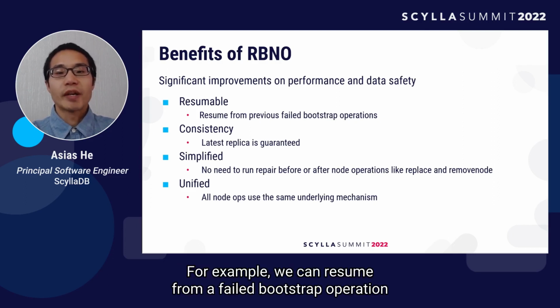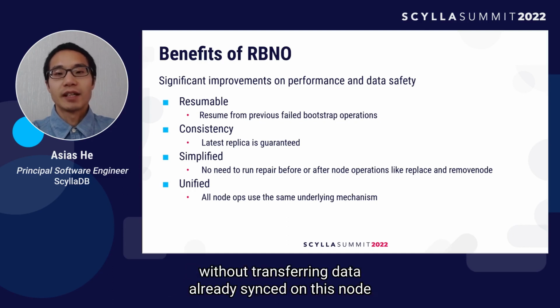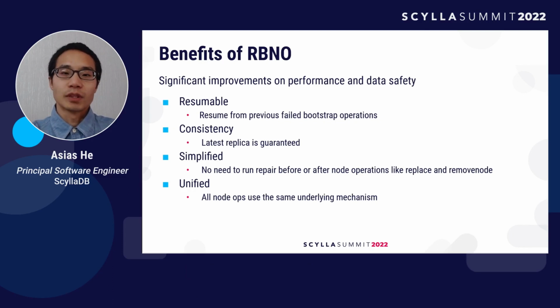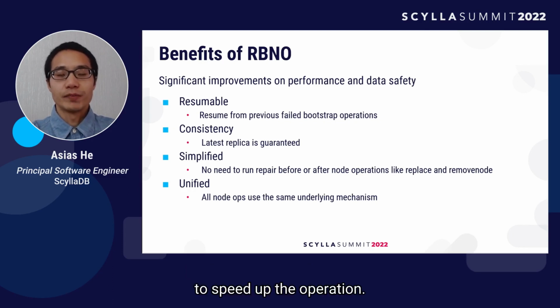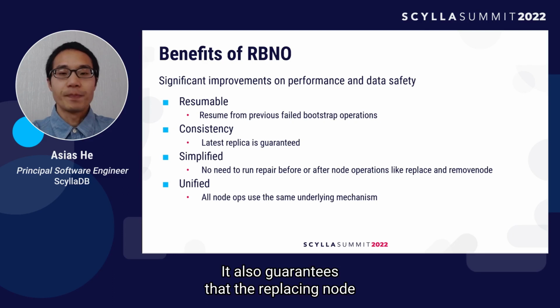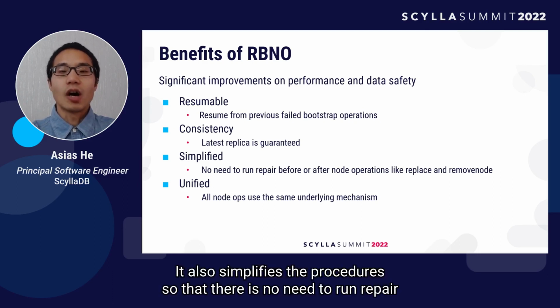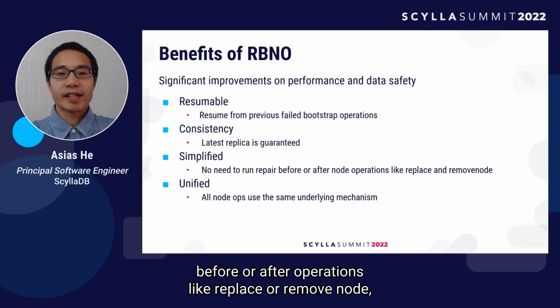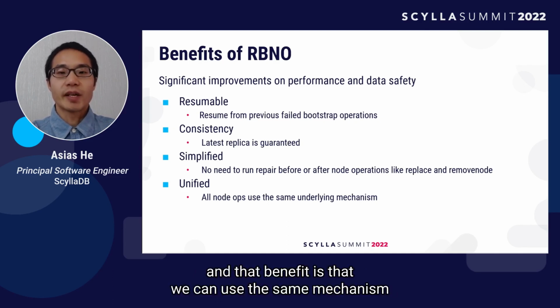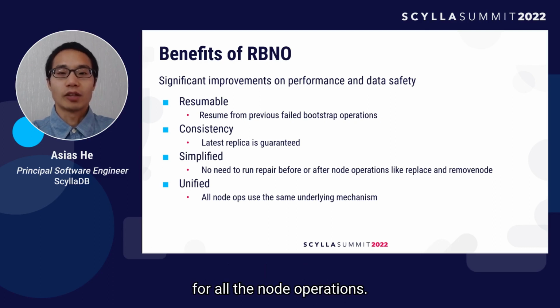For example, we can resume from a failed bootstrap operation without transferring data already synced on this node, to speed up the operation. It also guarantees that the replacing node has a native replica to avoid data consistency issues. It also simplifies the procedures so that there is no need to run repair before or after operations like replace or remove node. Another benefit is that we can use the same mechanism for all the node operations.